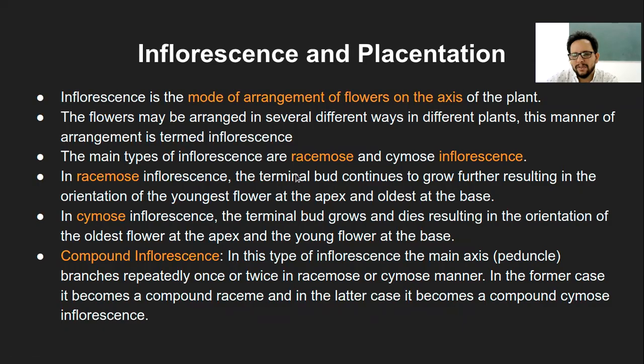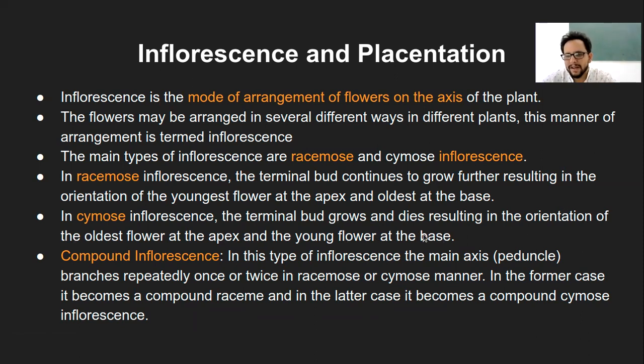So racemose is where the terminal bud continues to grow further. Terminal bud is the end part of the shoot that will continue to grow further, resulting in an orientation that allows the youngest flowers at the apex or at the tip of the shoot, and the oldest flowers at the base of the branch. While in the cymose inflorescence, the terminal bud grows and dies, resulting in the orientation of the oldest flower at the apex and the young flowers at the base. So it's exactly opposite.